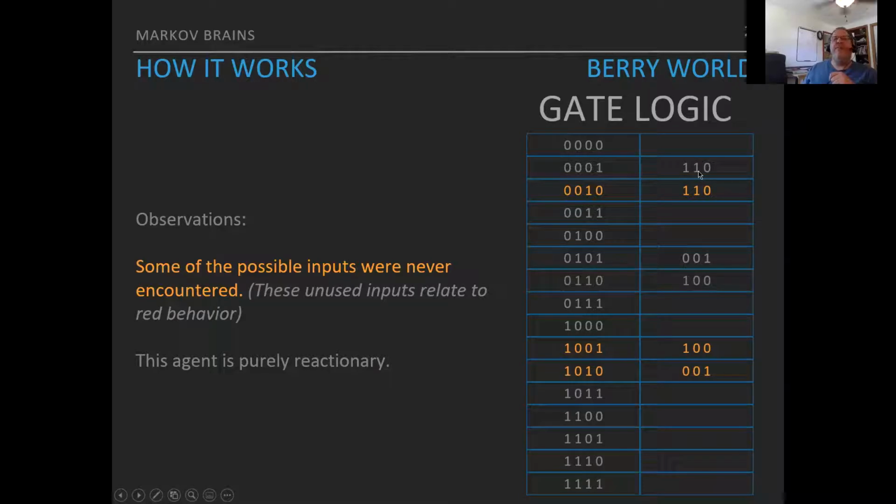This behavior we've actually seen evolve in an agent. It's not a great behavior because the agent is purely reactionary. That's sort of the downfall of this behavior. So we can do better, right?